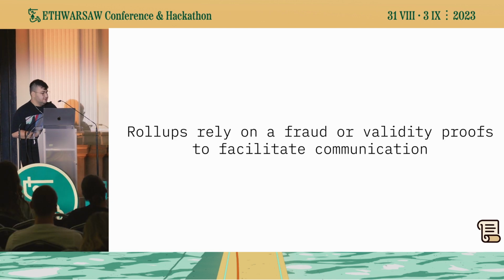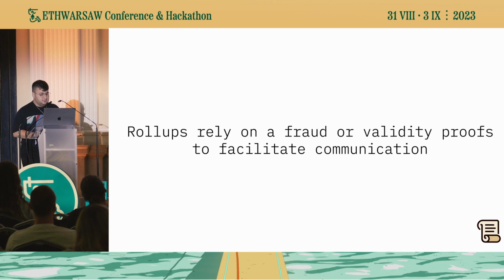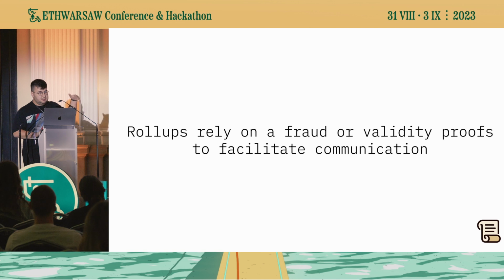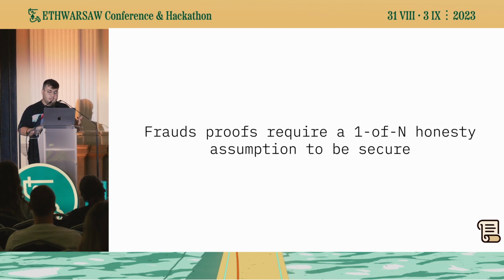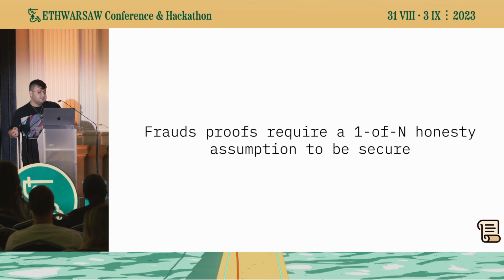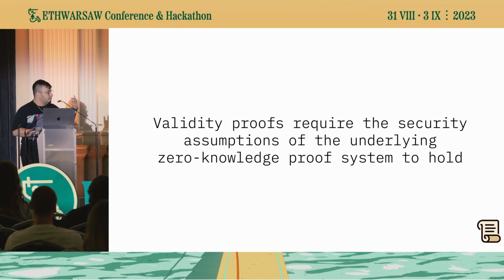But it actually isn't. So rollups rely on fraud proofs or validity proofs to ensure the safety of your communication between the L1 and the rollup. And so fraud proofs require a 1 out of n honesty assumption to be secure, and validity proofs require the security assumptions of the underlying zero knowledge proof system to hold, which means that we make additional assumptions for that to work.